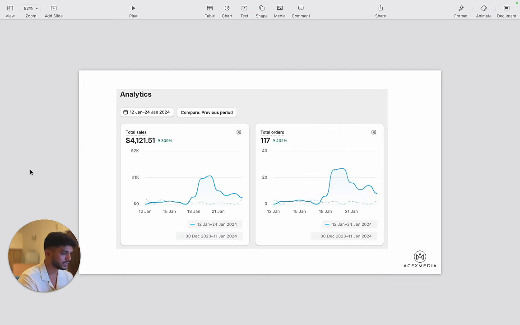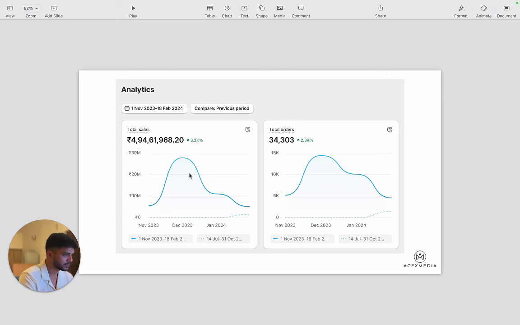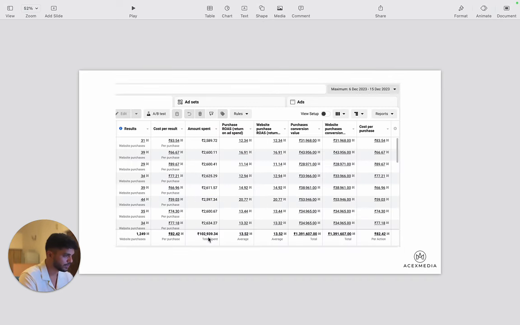Here are some more results before we wrap this up. Here's a client that we grew by 300%, almost quadrupling their number of orders. For another client, from scratch, 0 to close to 5 CR. Another client here: 1 lakh rupees spent, 13x ROAS, and a 13 lakh rupee return from the 6th of December to the 15th of December, so that's in about 9 days.